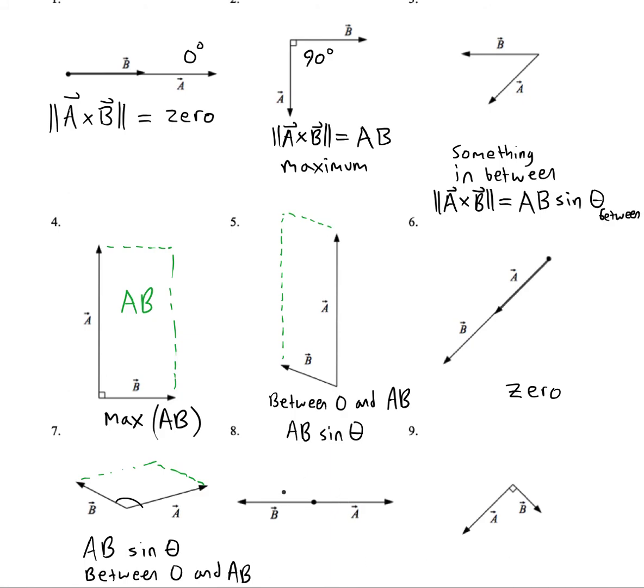These vectors are anti-parallel, going in opposite directions with 180 degrees between them. So the cross product here will be 0. Here our vectors are at 90 degrees with each other, so we'll have the maximum cross product, A times B. Note that the angle that any one of the vectors is pointing doesn't really matter. What matters is the angle between those vectors.